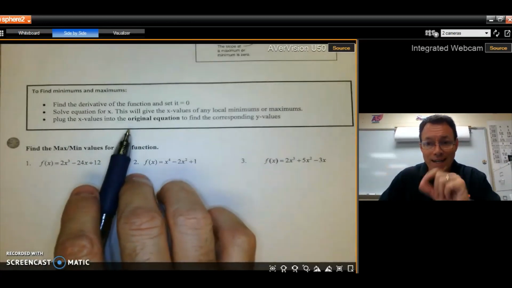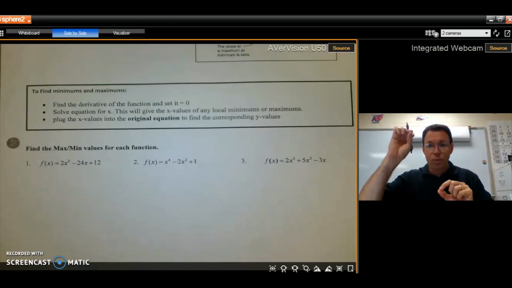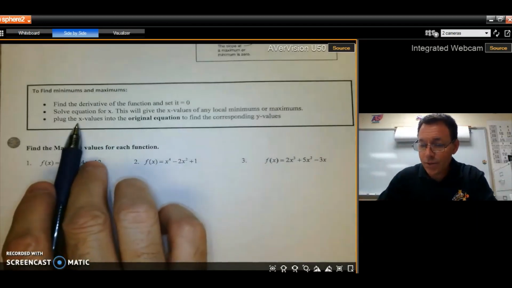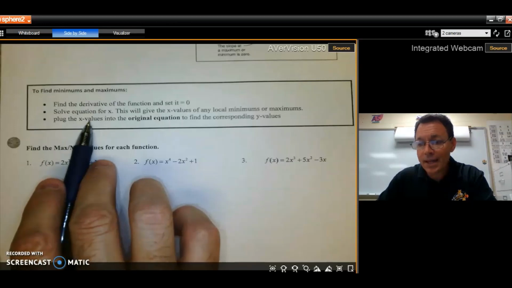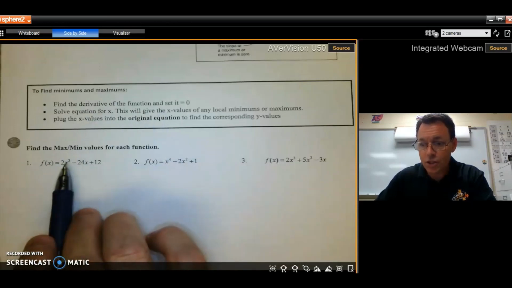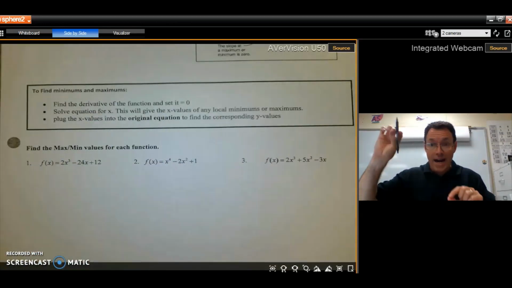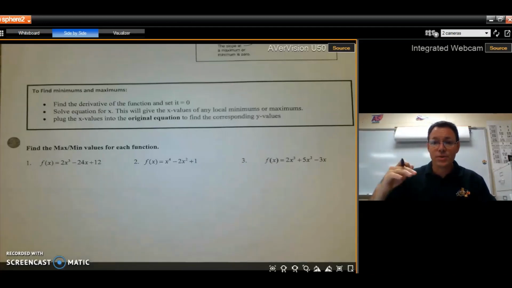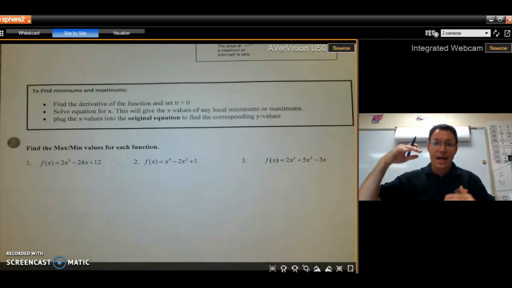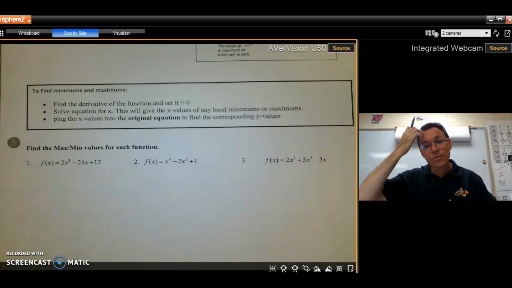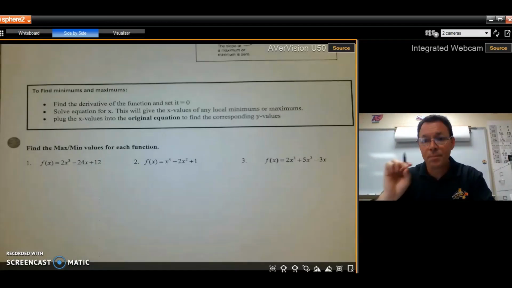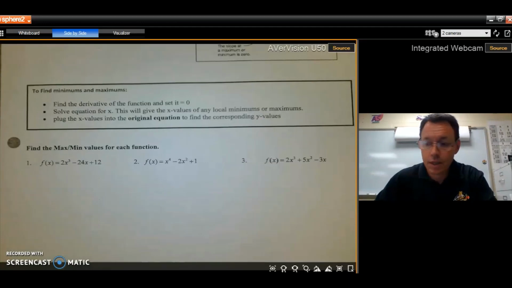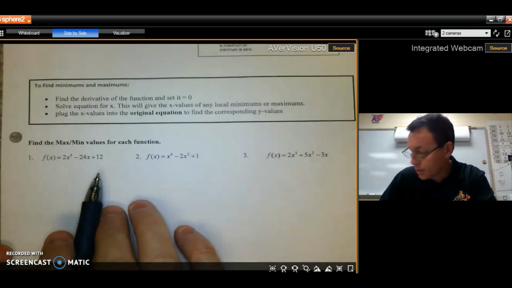Then, to find what are those actual points, what are those high points and low points, we're going to take those x values, and we're going to put them back into the original function. Okay? The derivative just finds us where our slope is 0. But if we want to know what those actual y values are, like how high and how low do I need to go to find those minimums and maximums, we're going to put that back into the original. Okay? So let's do this first one, and you'll see what I mean.